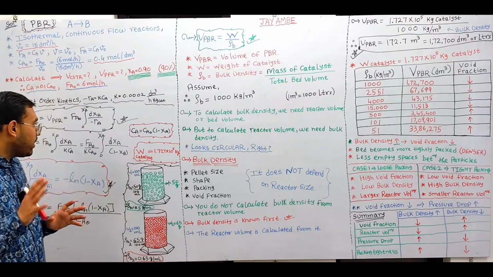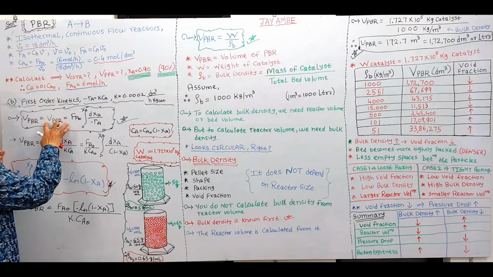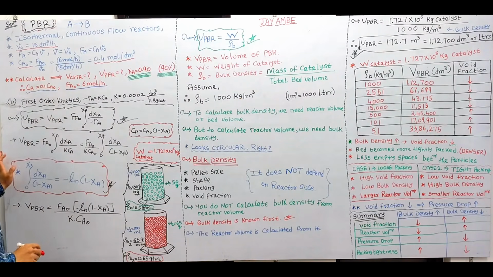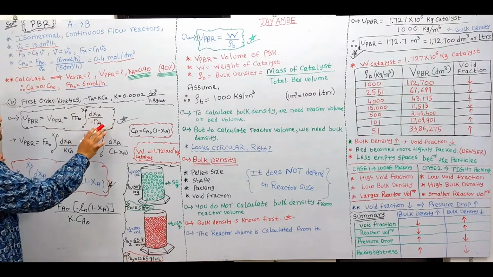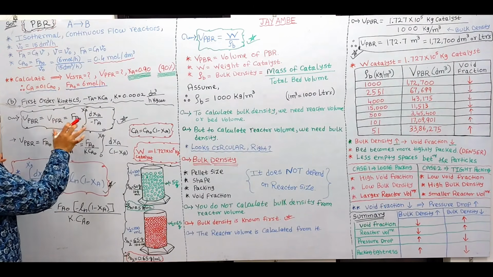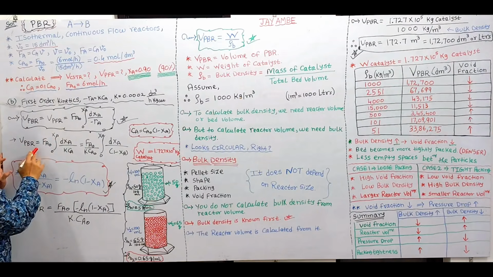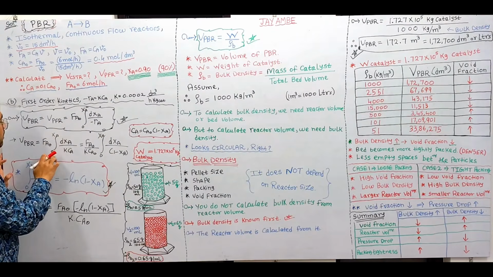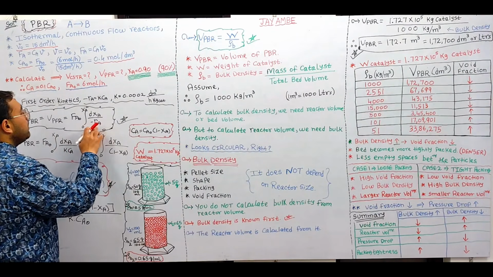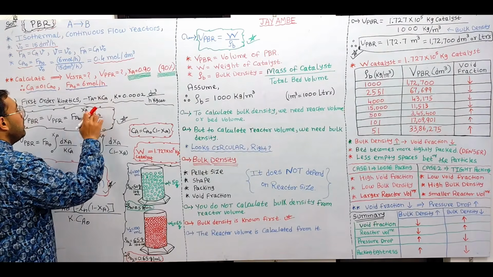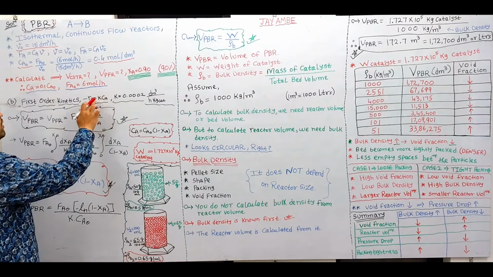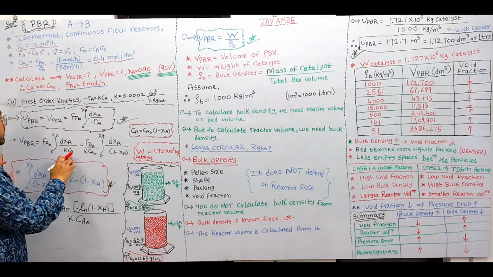Due to those reasons, we are considering that the volume of the packed bed reactor will be equivalent to the right hand side. Which means we can write the volume of the packed bed reactor equals Fa naught integration of 0 to xa dxa upon kc. Minus Ra represents the rate law, so we are substituting minus Ra with its value, the rate constant and the concentration Ca.